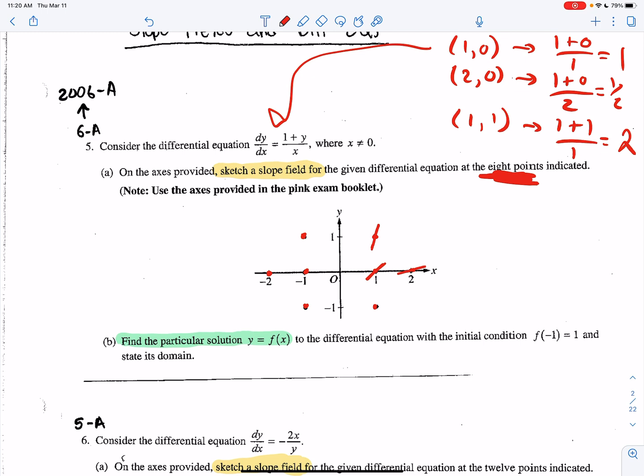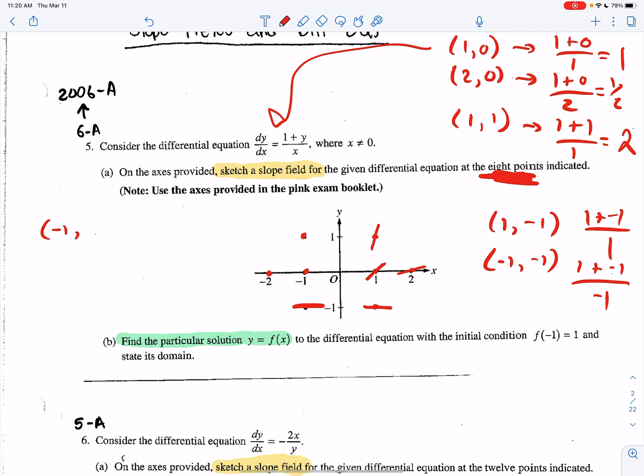And then you keep going. So 1, negative 1. That's going to give me 1 plus negative 1 over 1, which is 0. So it's going to be a horizontal line, because that's a 0 slope. Negative 1 will give me the same thing, a 0 slope here. And negative 1, comma 0, what does that give me? Negative 1. Negative 1, comma 1.